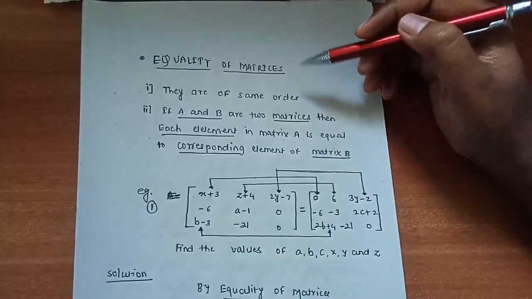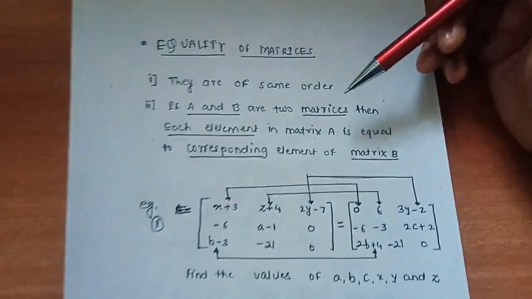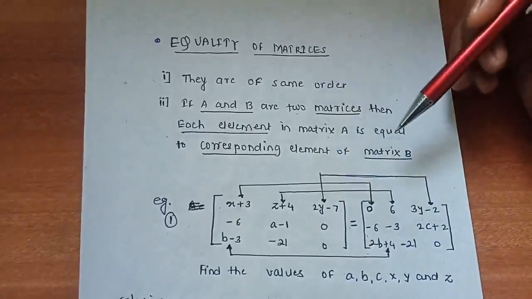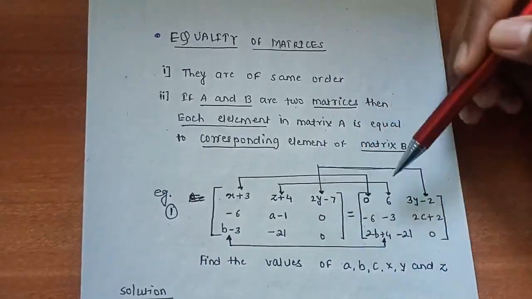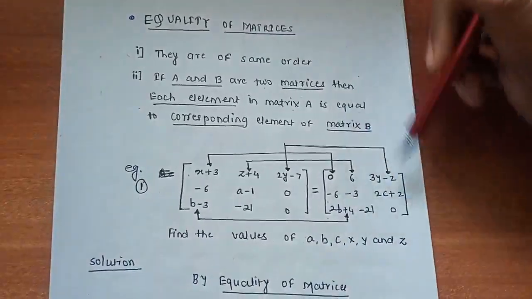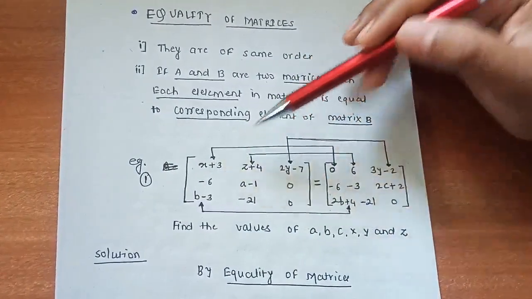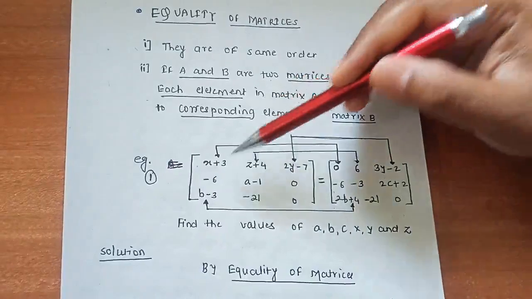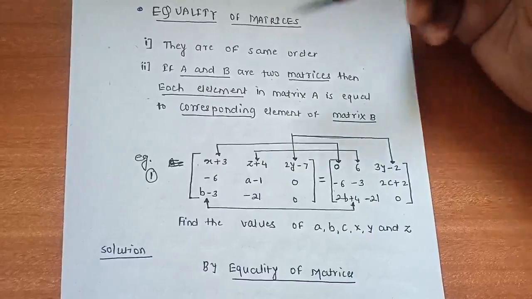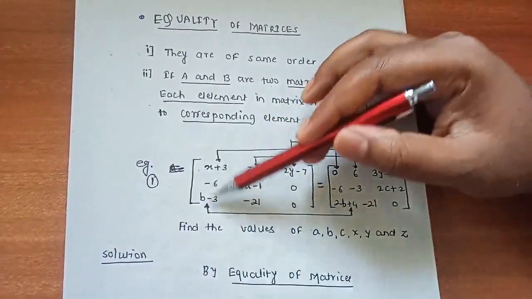Equality of matrices. In this topic, the name itself indicates equality, meaning the equality between the corresponding elements in the matrices. To understand it better, we can just look into this example. Here on the left hand side we have one matrix, and on the right hand side also we have one matrix, and you know that this x plus 3 has a specific position in the matrix. Every element in the matrix has some specific position, and equally in the right hand side matrix. Now this x plus 3 has a specific position as a11 because it lies in the first row and the first column.